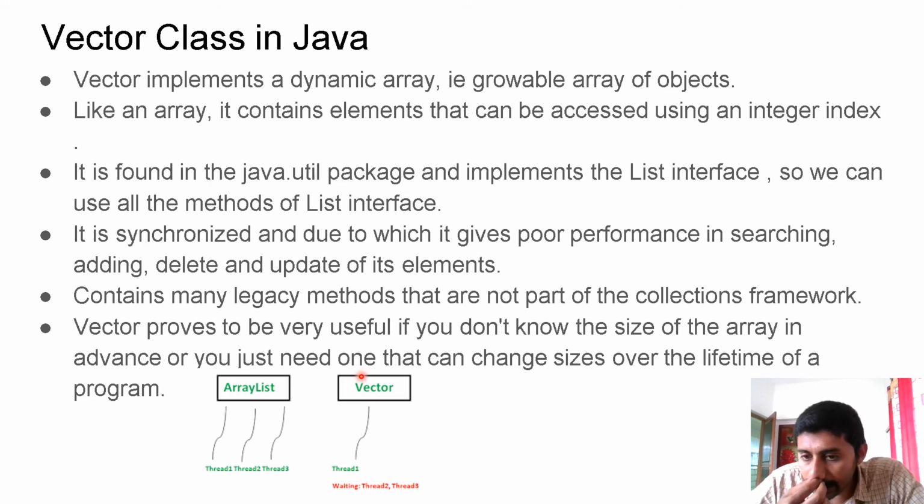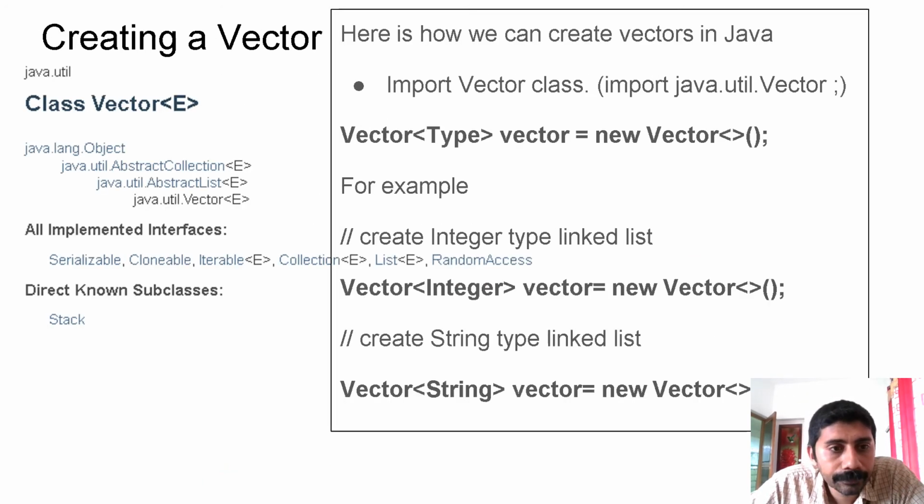So in multi-threaded programming, if you are using vector objects, all the other threads will be waiting to use this object one after another. So in that aspect, performance-wise, it is a bit slower. Apart from that, it is a growable array. Now let us see how to create a vector.